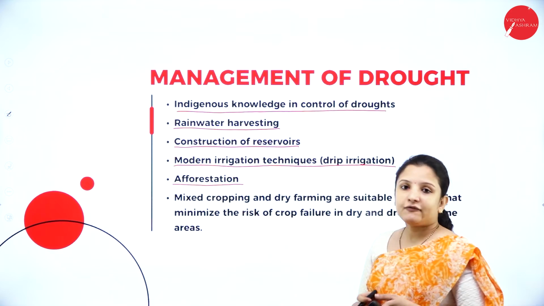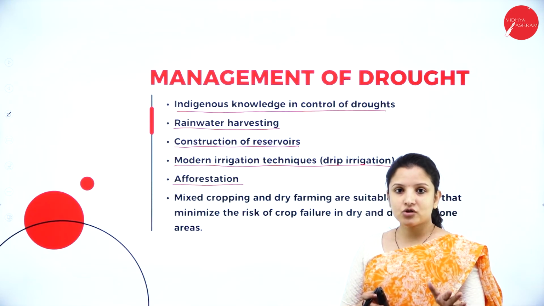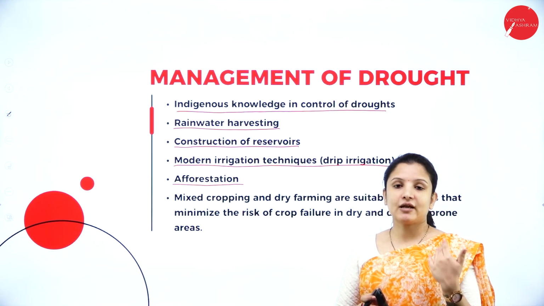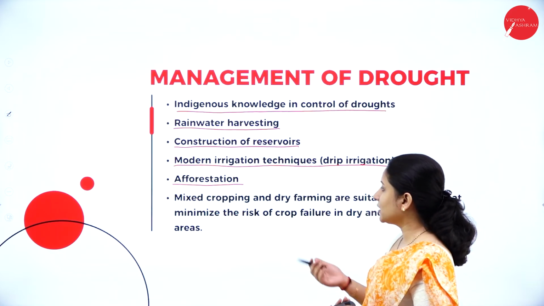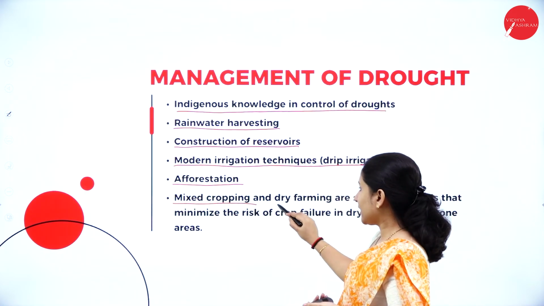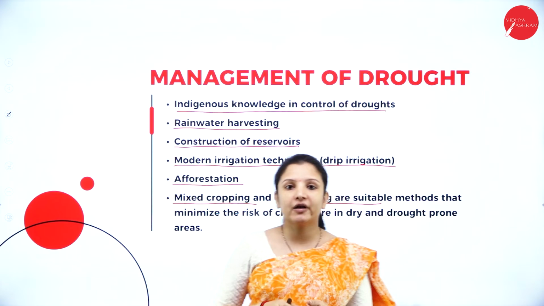Next is afforestation. Wherever there are no trees, try planting trees. Afforestation can also prevent drought. Next is mixed cropping and dry farming. These are also very important.